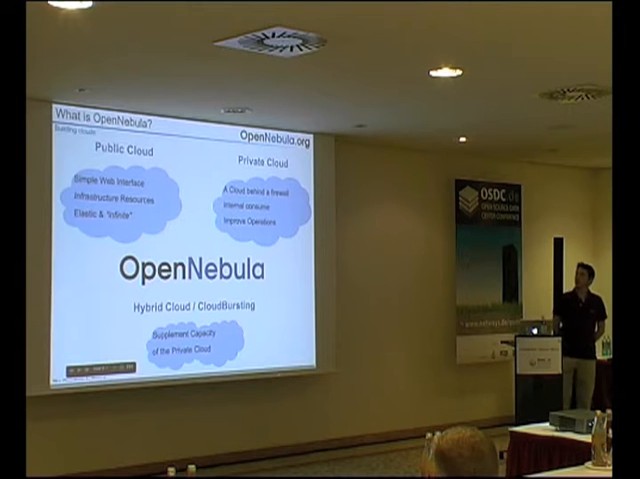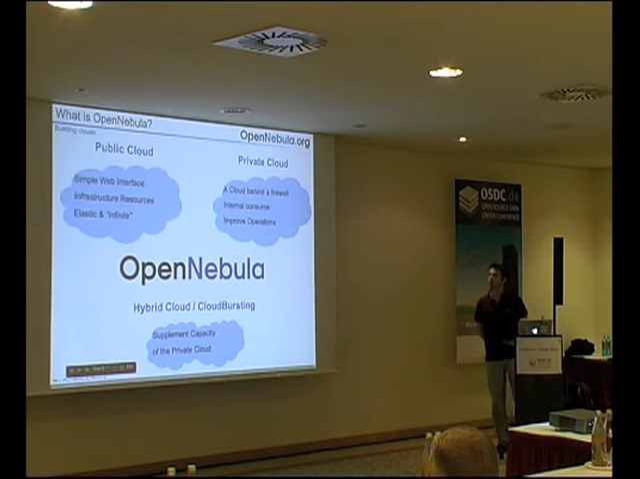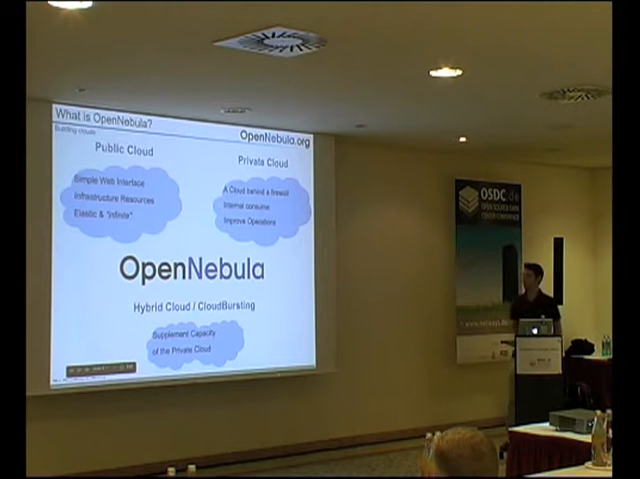So these are the three types of clouds that OpenNebula can build. A public cloud is a private cloud with a simple web interface that gives infrastructure resources in an elastic and, this is an illusion, infinite manner. So the end user doesn't care about the capacity of the cloud he's using. He just launches virtual machines, and OpenNebula manages the infrastructure, so the resources are used in an optimized way.